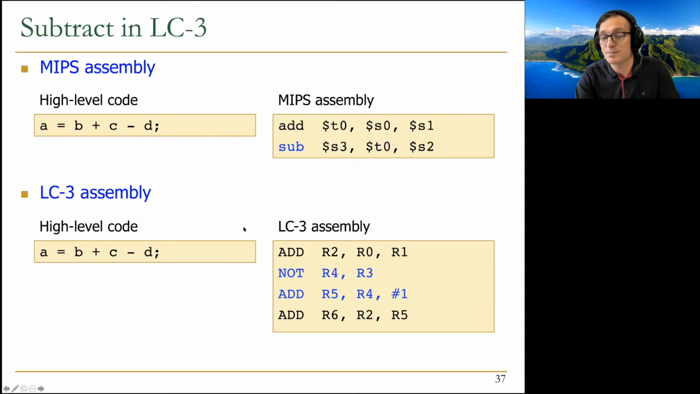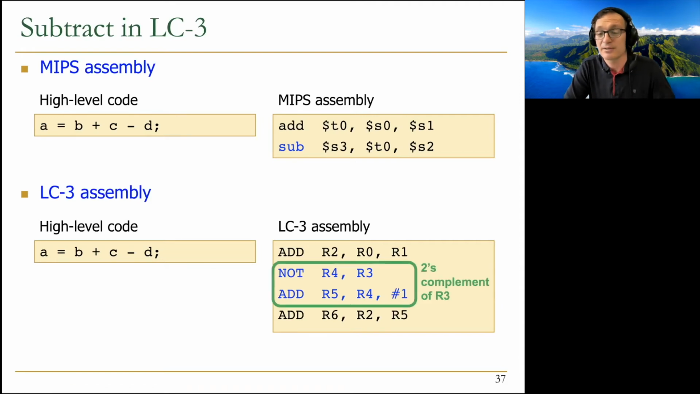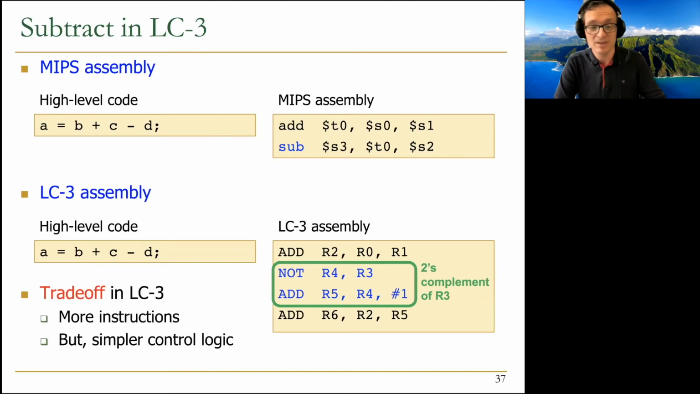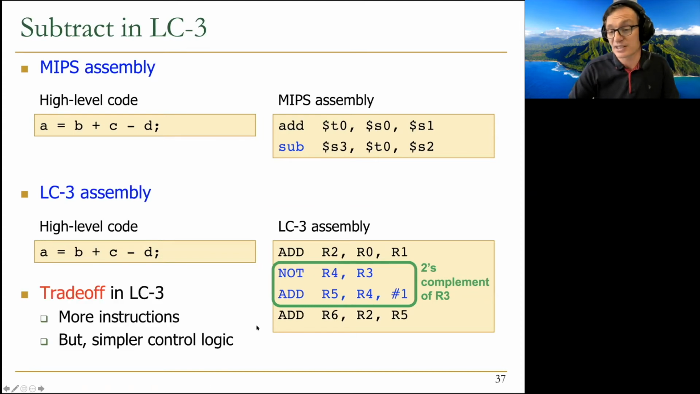So this basically computes B plus C. This computes minus D in R5. And what you're doing over here is adding B plus C to minus D, storing the result into B in this case. So you can see the trade-off, right? Because we did not have a sub-instruction in LC3, we could still do what we wanted, but it took more instructions. So basically it took more cycles potentially, depending on how you're doing. And this is the 2's complement of R3, as you can see. So the trade-off: more instructions, but simpler control logic because you don't need to have sub in this case.